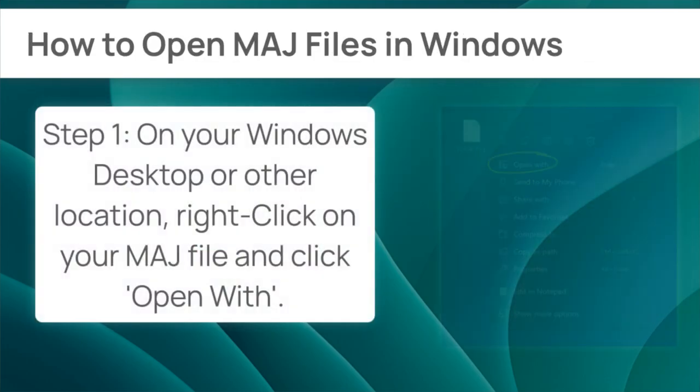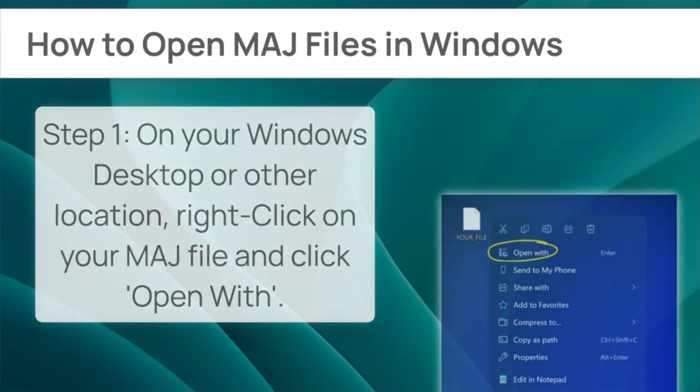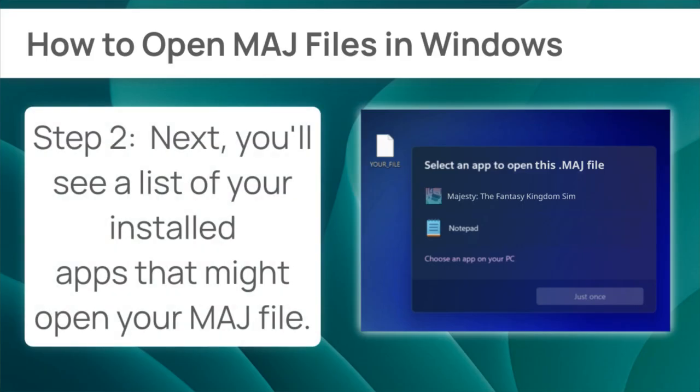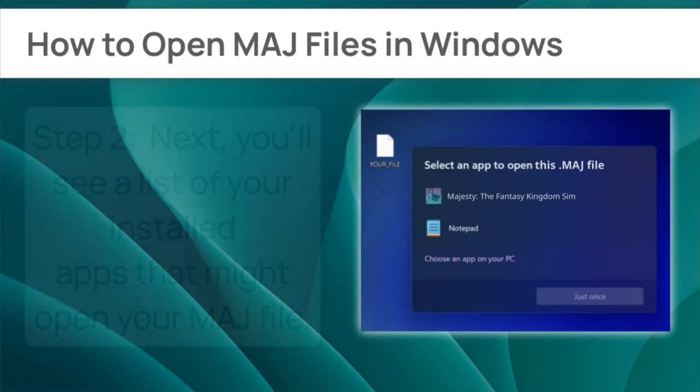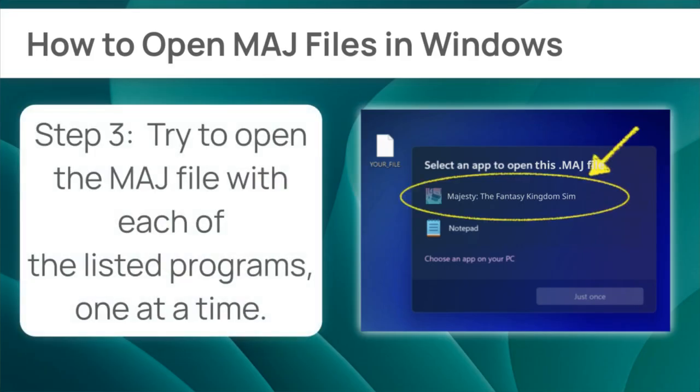We are performing a foundational software check. Right-click your MAJ file and choose Open With. Test with Majesty, the Fantasy Kingdom Sim first. If it's missing, select another program. It's often a simple software fix.